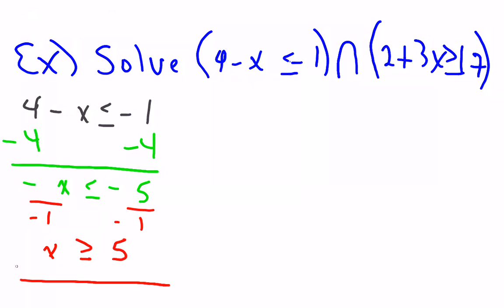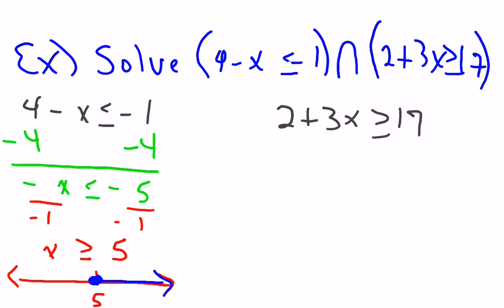So looking at this one on a number line, and here's our 5, what happens here? Well, we're going to have a solid dot on there and greater than or equal to. So we're going to go this way. Now let's look at the other inequality. 2 plus 3x is greater than or equal to 17.